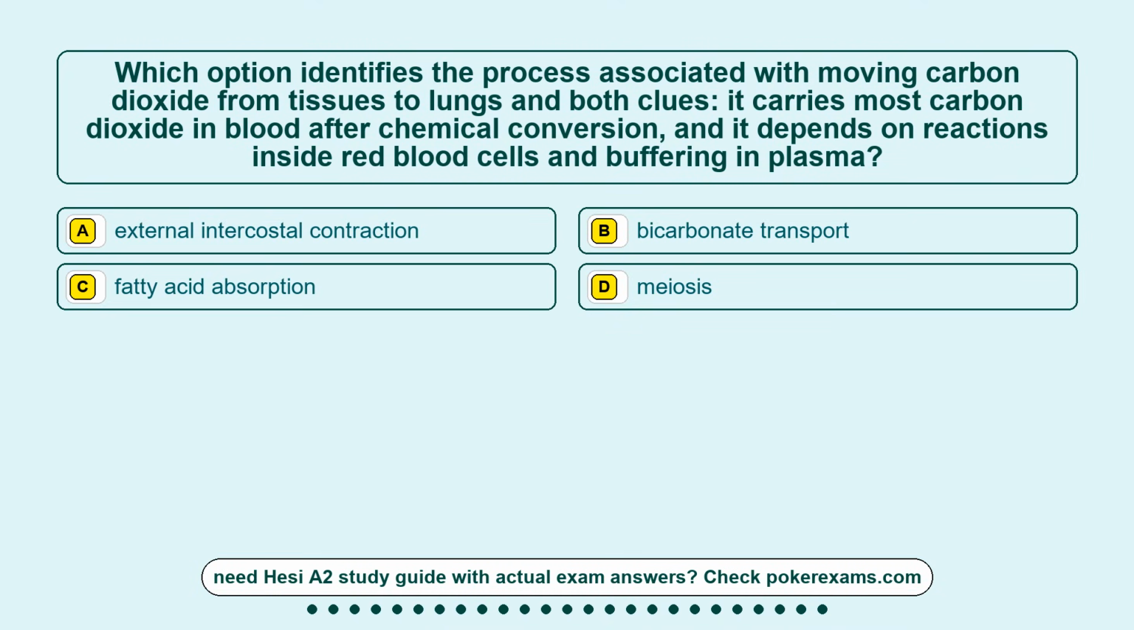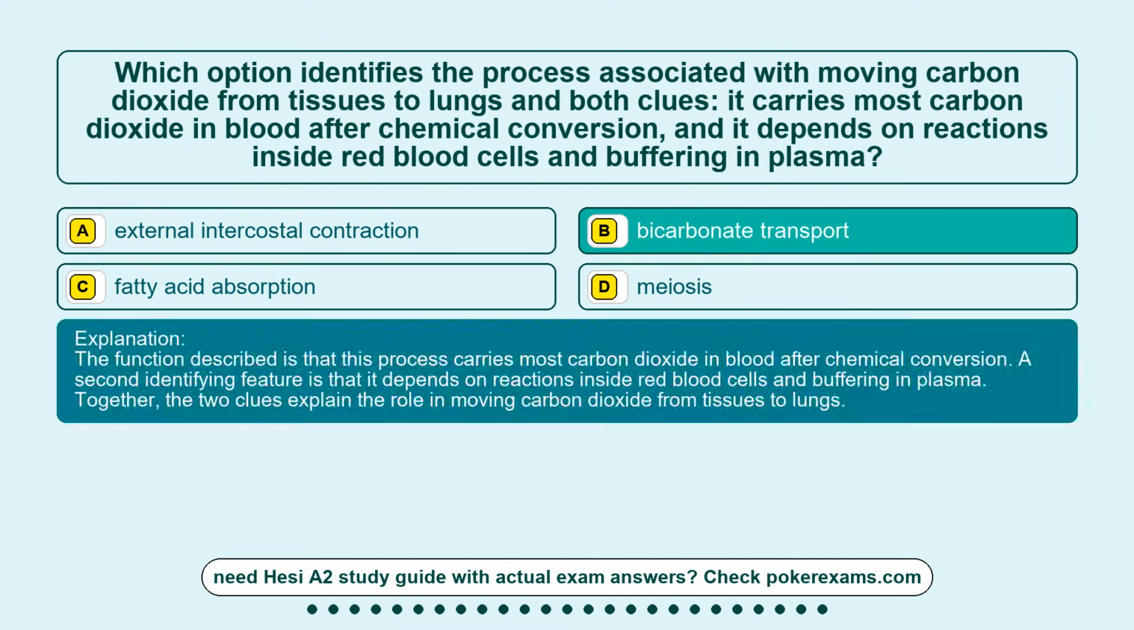Question 24. Which option identifies the process associated with moving carbon dioxide from tissues to lungs? In both clues, it carries most carbon dioxide in blood after chemical conversion, and it depends on reactions inside red blood cells and buffering in plasma. Option A, external intercostal contraction. Option B, bicarbonate transport. Option C, fatty acid absorption. Option D, meiosis. The correct answer is option B, bicarbonate transport.